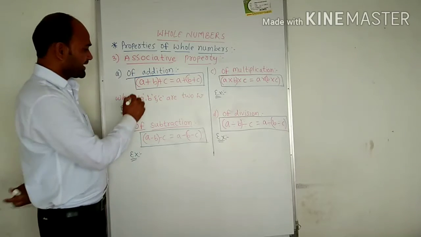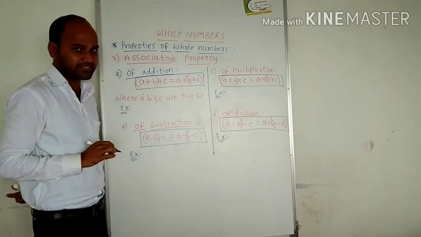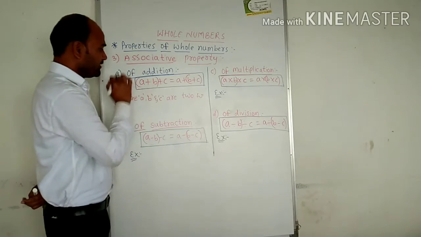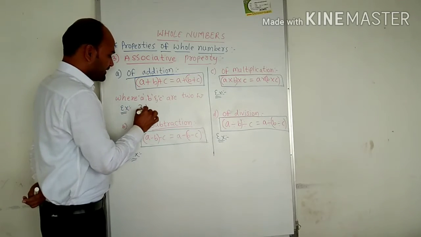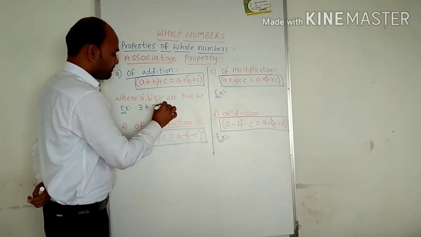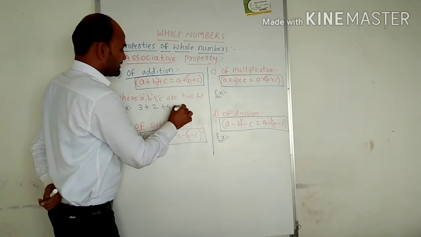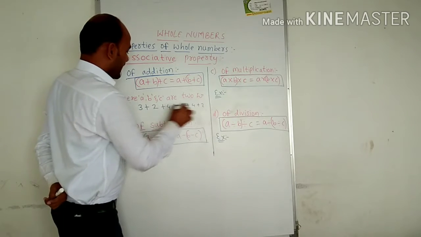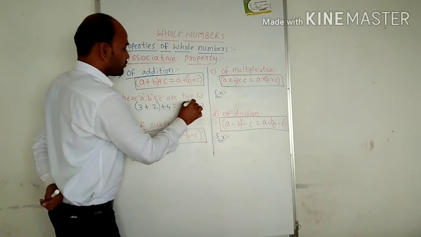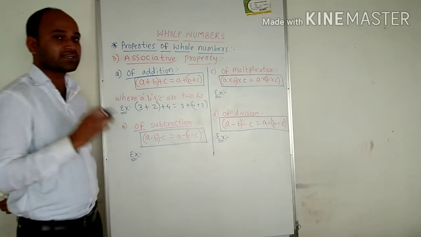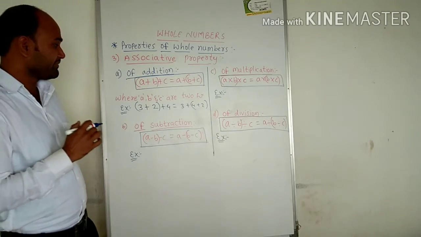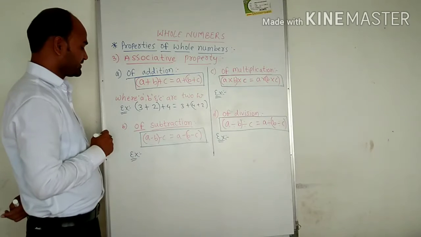For example, A, B, C are three whole numbers. For example, 3 plus 2 plus 4 we can take, and 3 plus 4 plus 2. Either you can group it first or group it second, you will get the same answer. If it remains the same, then we can say that this property is satisfied.